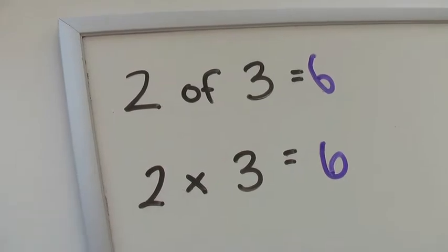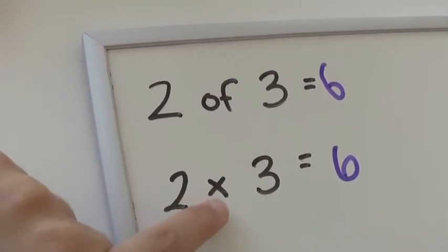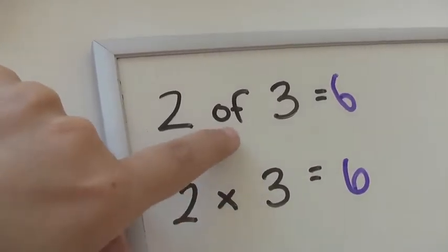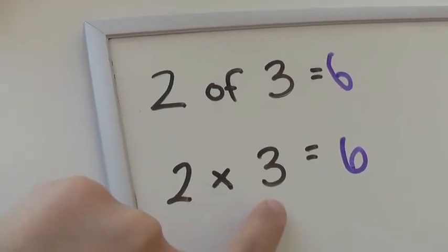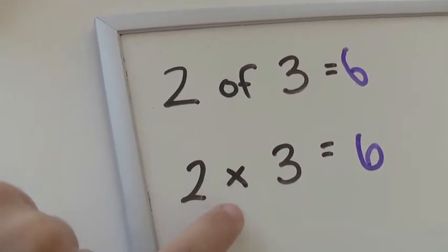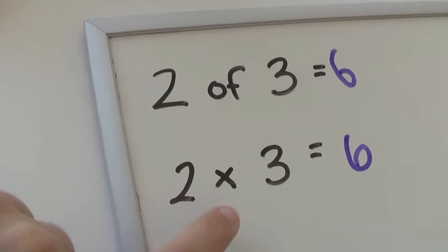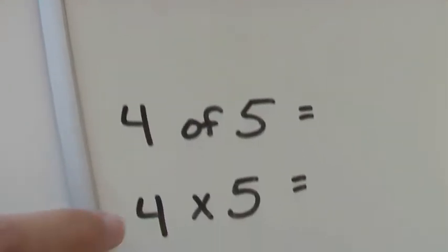It's times and of. That's right. If we see a times symbol like that, we say of. So this you read 2 of 3. You could also say 2 times 3. But you could do it either way. If you get confused, say 2 of 3. Okay, let's move down here.